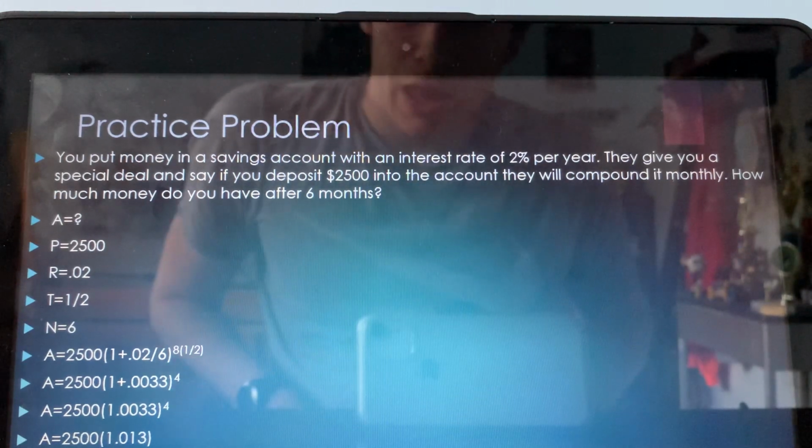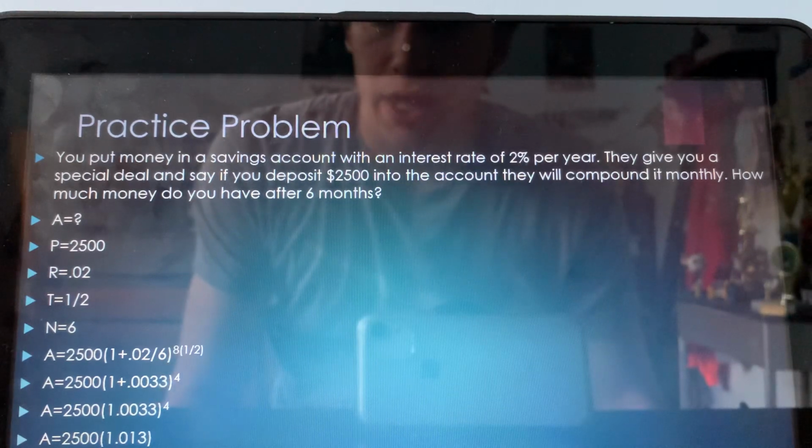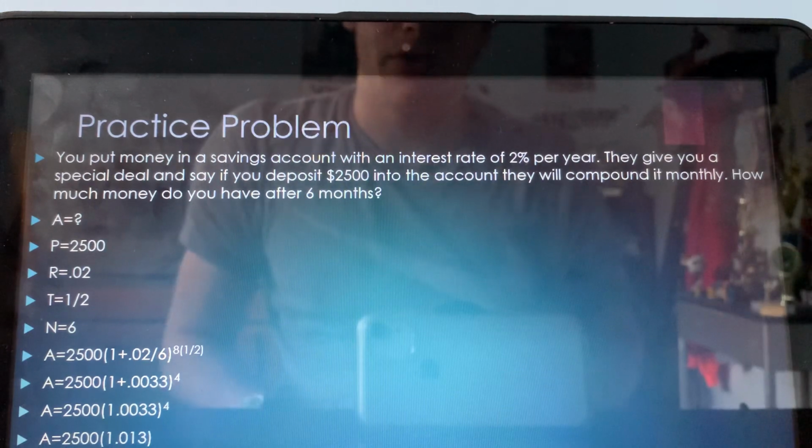So we have 2,500 times (1 plus 0.0033) to the 3rd power. When we take that to the power, we get approximately 1.01, and when we multiply that by 2,500, we just get $2,525.